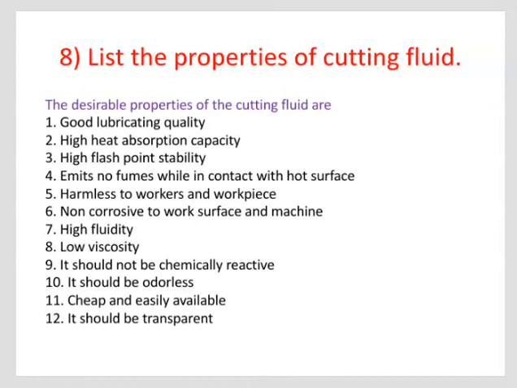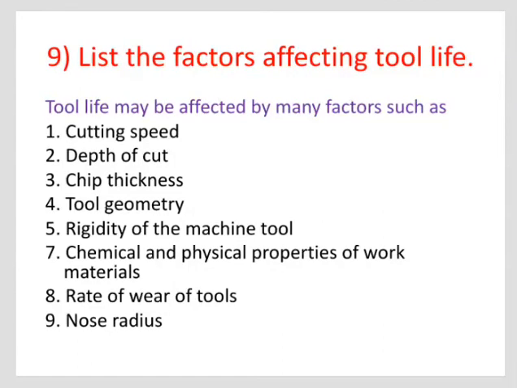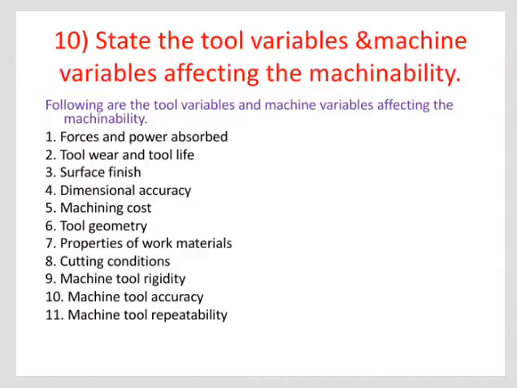These are the properties of cutting fluids. Then the next question is: list the factors affecting tool life. The factors that affect the tool life are cutting speed, depth of cut, chip thickness, tool geometry, rigidity of the machine tool, chemical and physical properties of work materials, rate of wear of tools, then nose radius. These are the factors which affect the tool life.